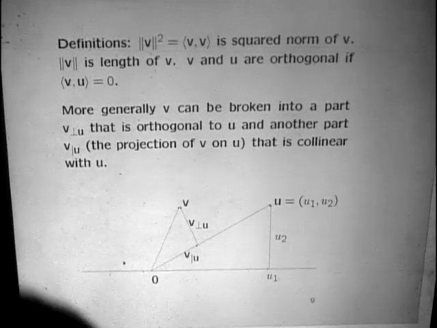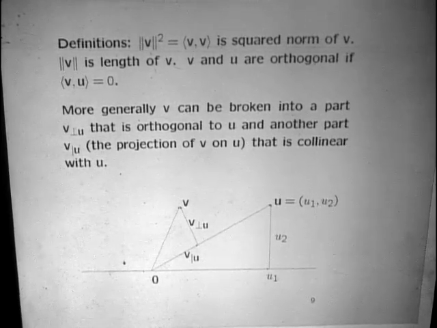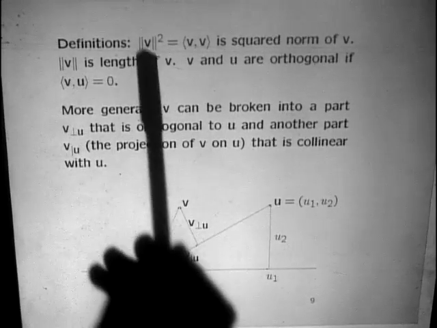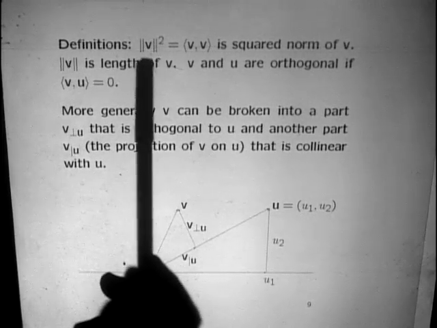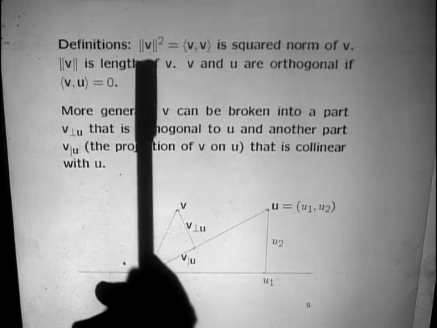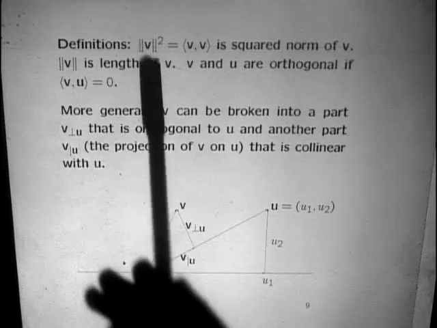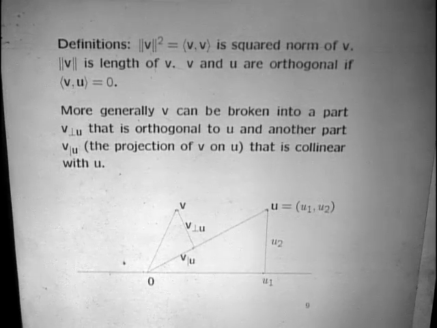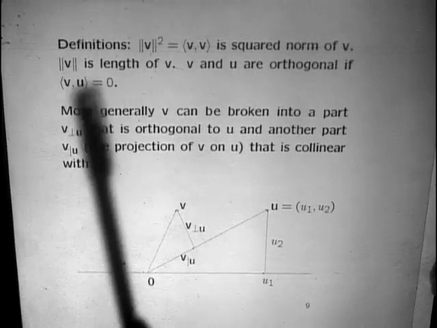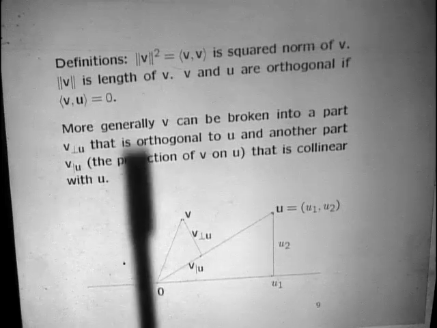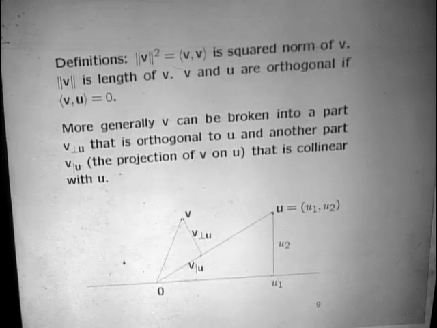The squared norm has to be non-negative by axiom. It has to be greater than 0 unless this vector V is in fact a 0 vector. Okay? And the length is just the square root of the norm squared. In other words, the length and the norm are the same thing. The norm of a vector is the length of the vector. I'll always call it the length, but a lot of people like to call it the norm.